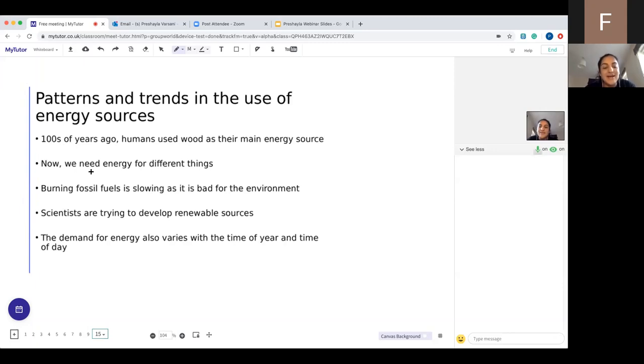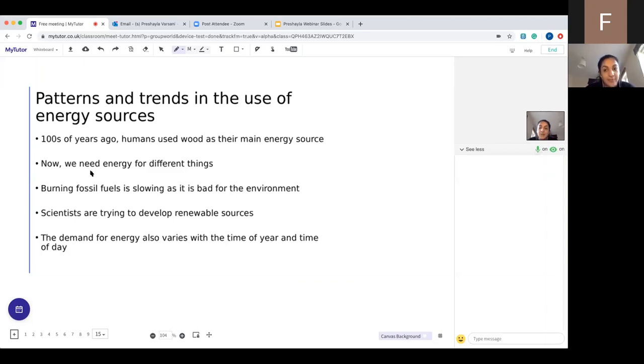Okay, so the patterns and trends in the use of energy sources. So for your GCSE specification for Edexcel, for AQA, for OCR, they really want you to be energy aware and globally aware of what is going on in today's society with energy resources. So we're going to take it back to hundreds of years ago, where humans only really needed wood to create their main energy source for fire. So for heating, for light, and that's all they really used. Remember, they didn't have electricity, they didn't have any technology, so there was no need for them to be using great power stations to create electricity.